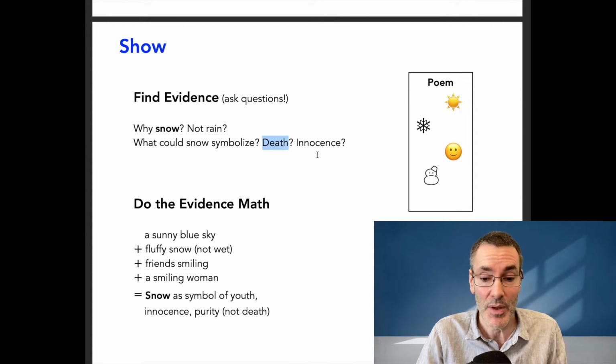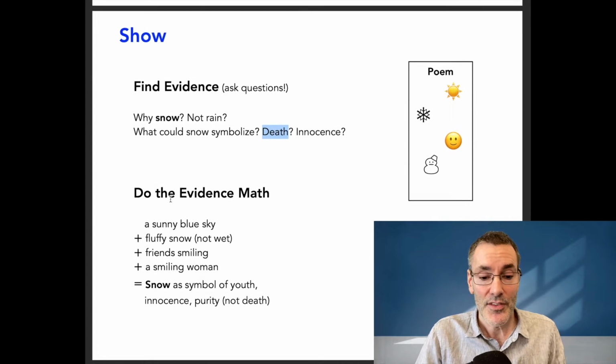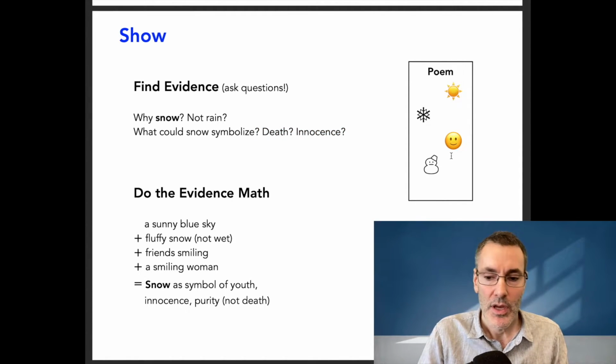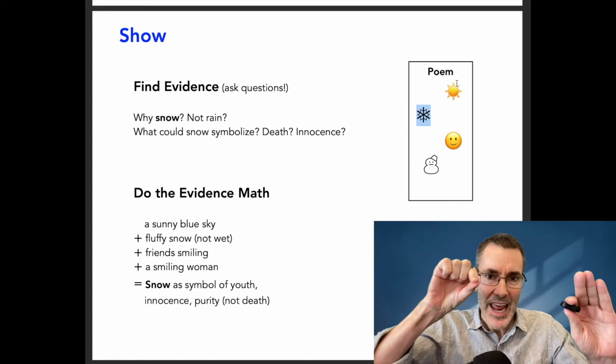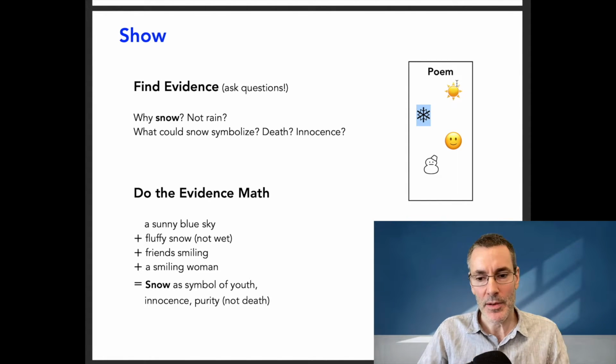Maybe it does mean death. Maybe it doesn't. This is really handy. Once you establish that something is important, but you're not quite sure what, is it death or is it life? You do the evidence math. If you think it means death, go back into the text and look for other evidence that will help you nail down what that one might mean.